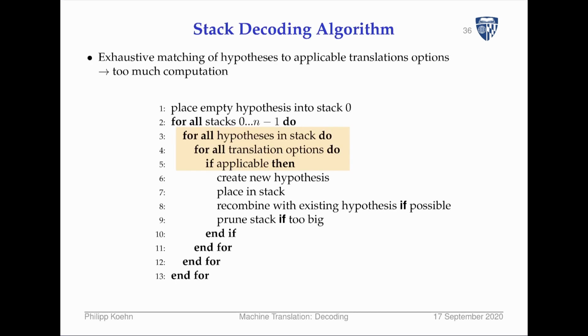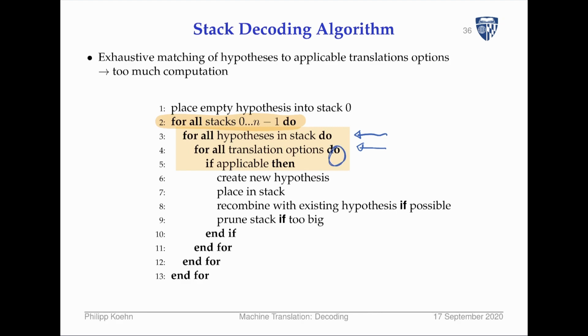So this is how our pseudocode for the stack decoding algorithm looked. What we had here are these two loops. We have to go over the stacks; we're not going to change much about that. And then we had two loops where we look at all the hypotheses in the stack and all the translation options that are applicable. We're probably going to combine these two things.